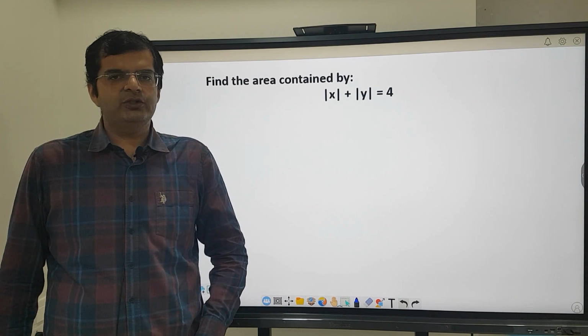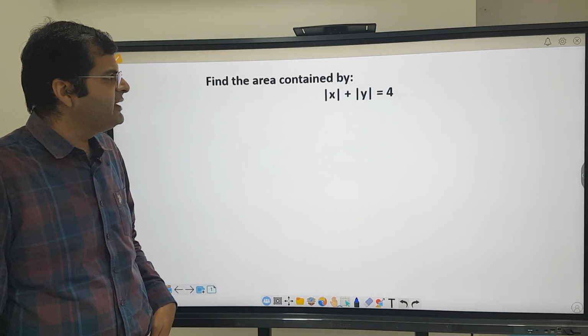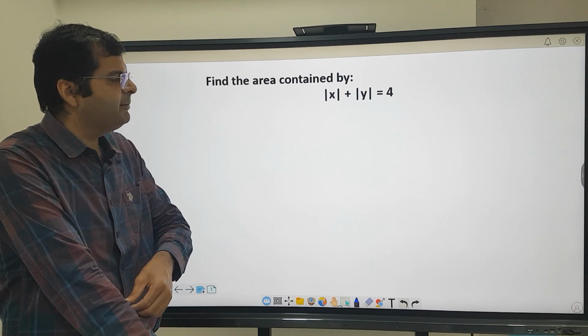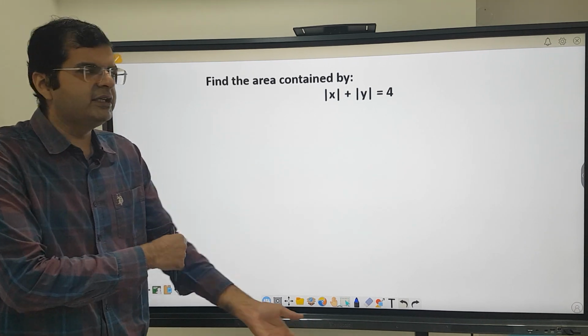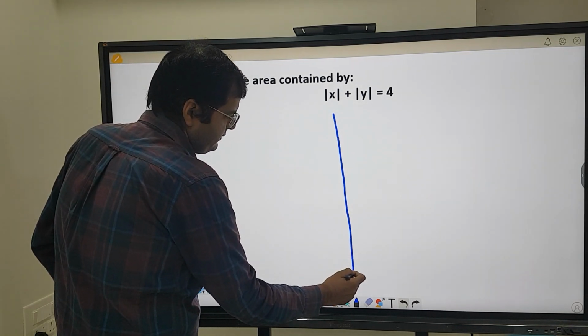So this is the 21st question of the coordinate geometry chapter. The question says, find the area contained by |x| + |y| = 4. So we will draw this figure first.